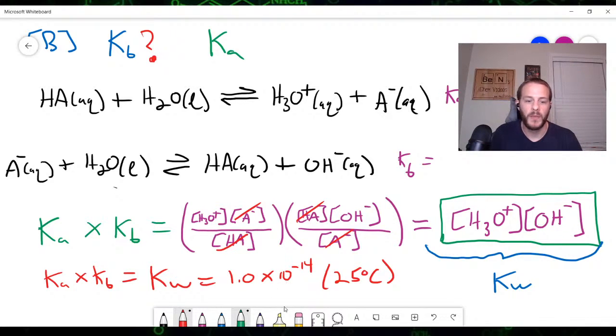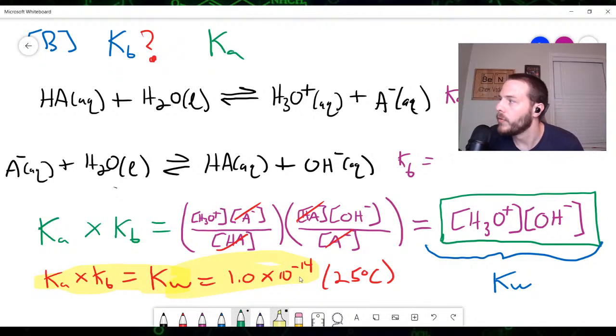So the formula that I want to highlight here, I know this is a lot of text on the screen, is this right here. The product of Ka and Kb is equal to Kw, which is equal to 1.0 times 10 to the minus 14 if you are at 25 degrees Celsius. Now that we understand that relationship, Ka times Kb equals Kw, we're in a pretty good position where we can actually find the pH of a solution containing an anion acting as a weak base.